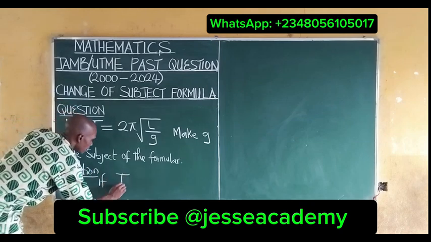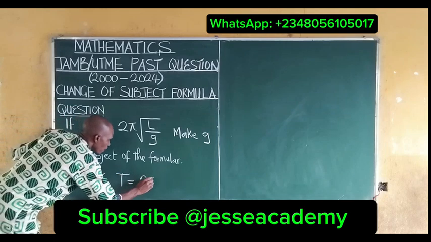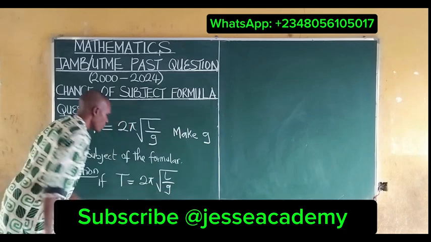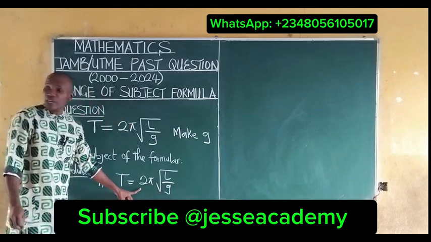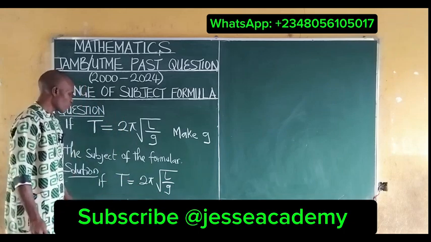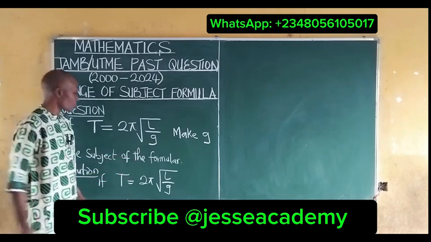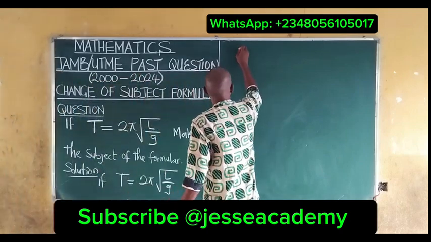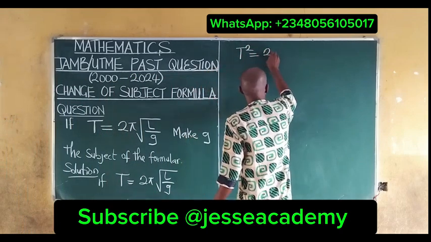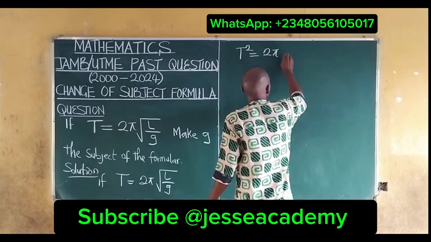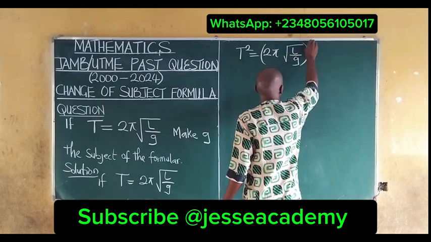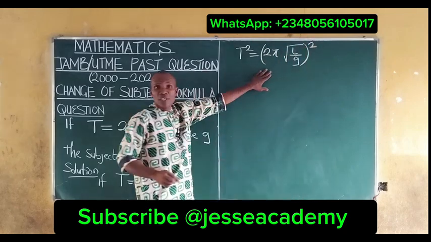If T is equal to 2 pi square root of L all over G, make G the subject. The first thing to do here is to square both sides of the equation. So for us to square both sides of the equation, we have T squared equal to 2 pi square root of L all over G, all squared. So this is what we'll get.